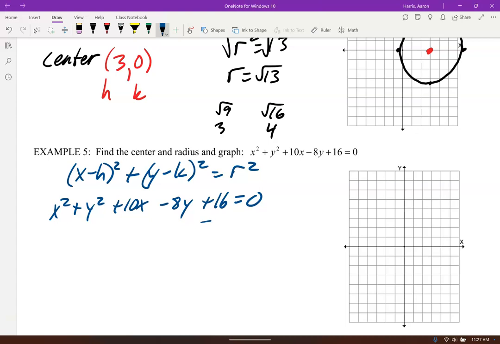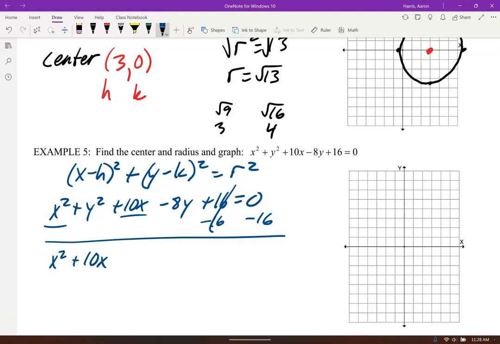So first thing, I'm going to take this constant over to the other side. And then what I'm going to do is put all the x's together, x squared and then the 10x, and then I'm going to leave a space. And then I'm going to do the y squared and the minus 8y. I'm going to leave a space, and then at the end over here I have negative 16 now.